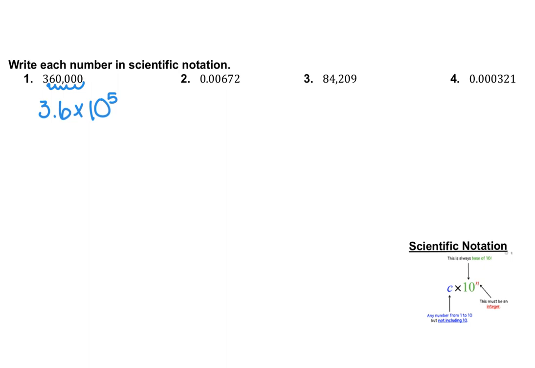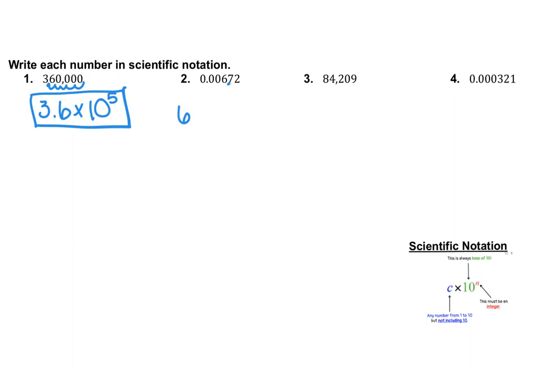All right, so for our next one then, we have 0.00672. So this one is between 0 and 1, and so I know it's going to be a negative exponent. And so I need to place the decimal where the new number has to be greater than or equal to 1, less than 10.